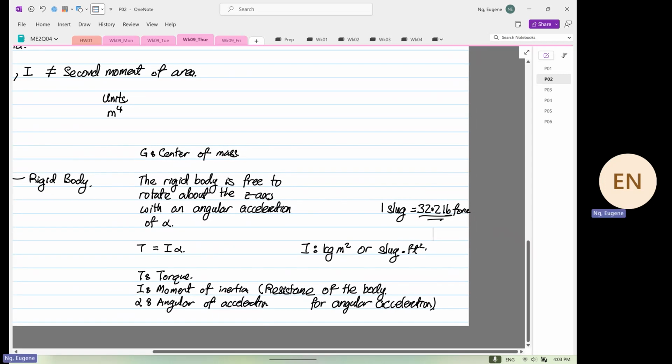Now, the next thing I want to focus on, which you all will learn. How we do moment of inertia is also very similar to second moment of area in terms of how we do the calculation.